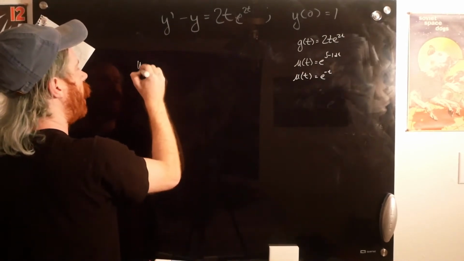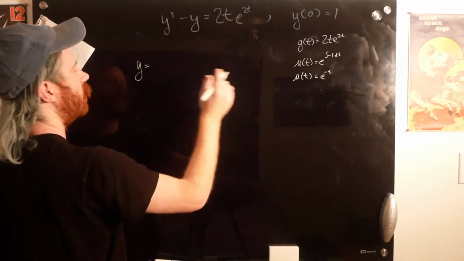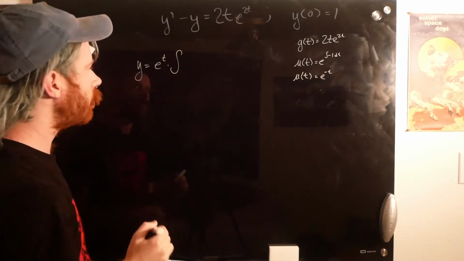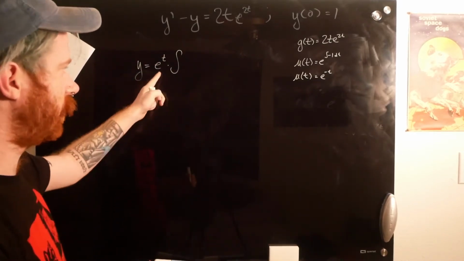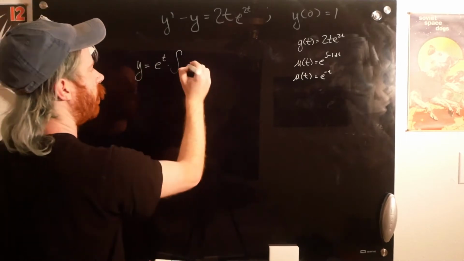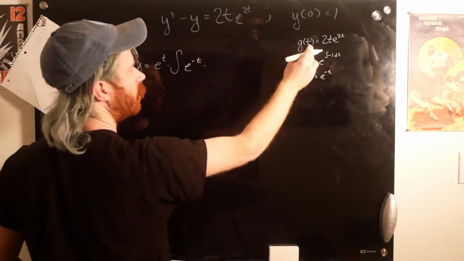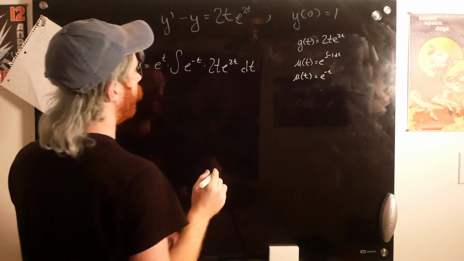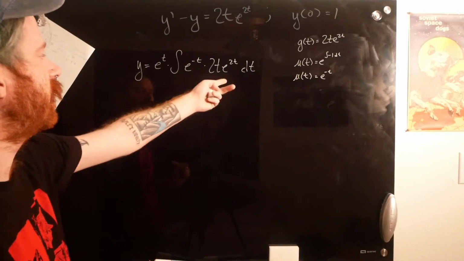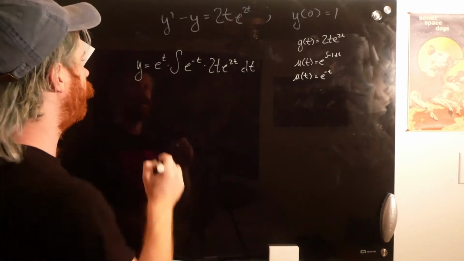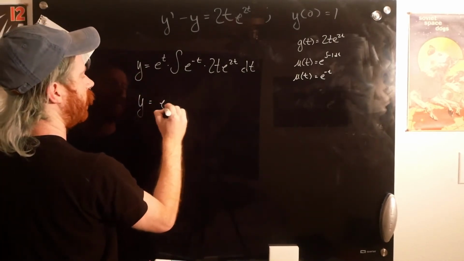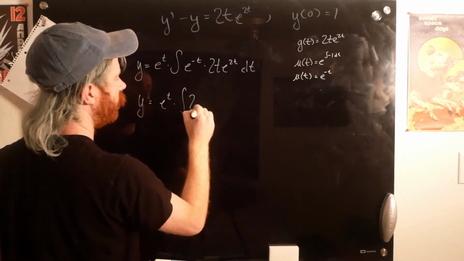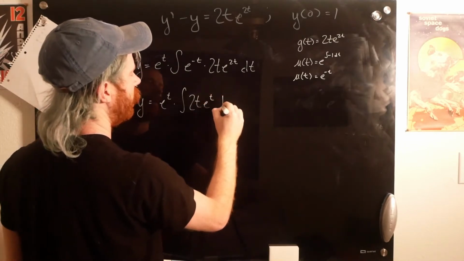So we'll have y equals, instead of doing 1 over, we'll just say e to the t times the integral, because it's 1 over e to the negative t, which is just equal to e to the t. So times the integral of mu of t, which is e to the negative t, times 2t e to the 2t dt. Now we can simplify this. E to the negative t times e to the 2t is e to the t. So y equals e to the t times the integral of 2t e to the t dt.